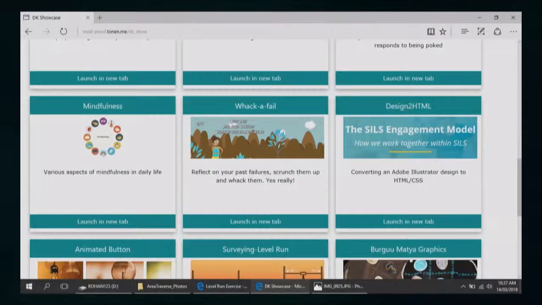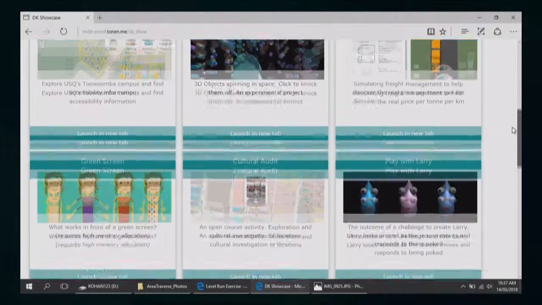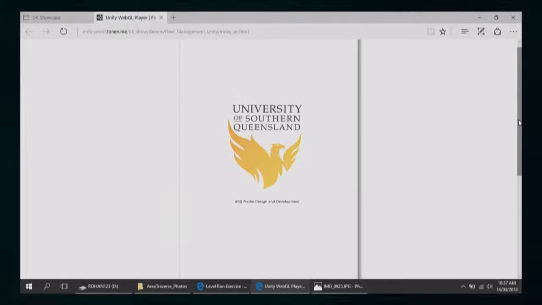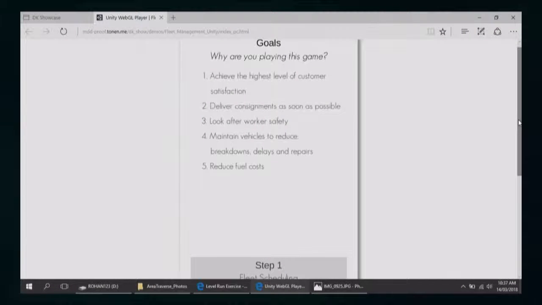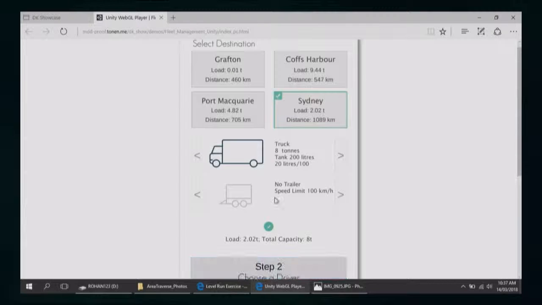Another useful game that I felt was done for the fleet management course. I felt this was really, really nice because there was a lot of information fed to students in the form of a game. What happens in this game is students can choose a destination and a load that they want to transfer to that destination. For example, you can see Grafton, Coffs Harbour, Sydney, and Port Macquarie. They're different loads, they're different distances. And then you choose an appropriate vehicle based on the load. For example, for a tiny load, if you choose a truck, you get a warning: consider using a smaller vehicle to save costs.